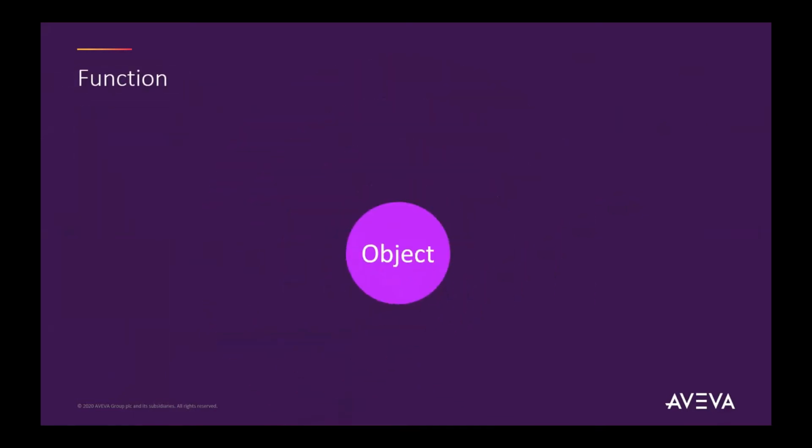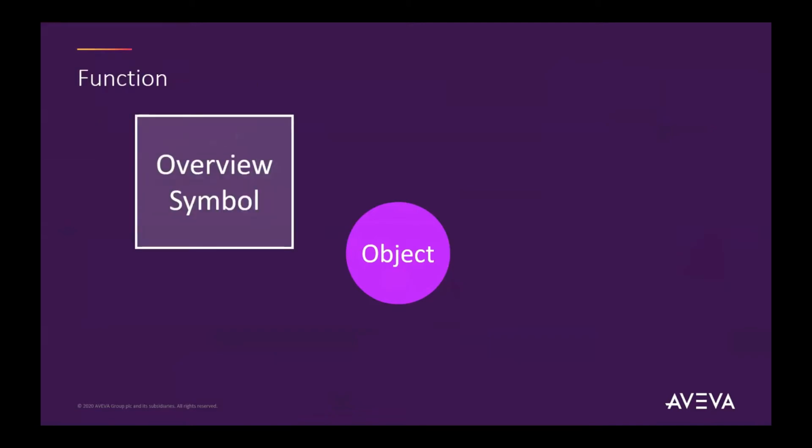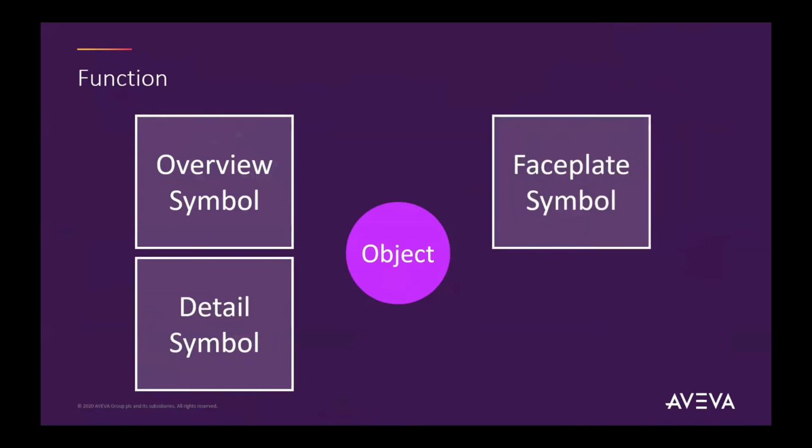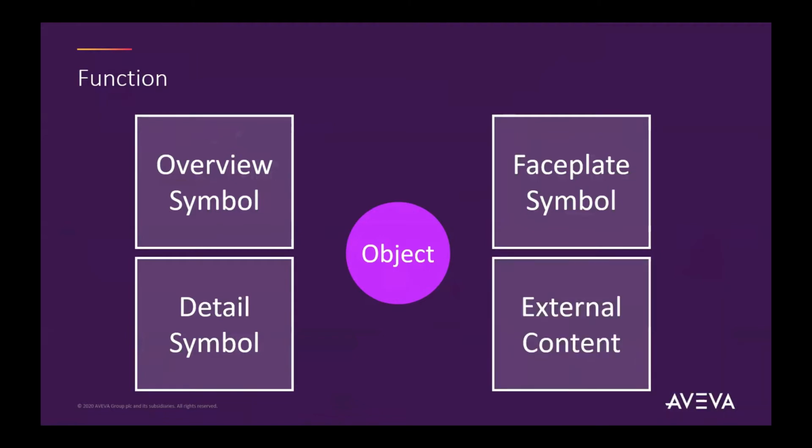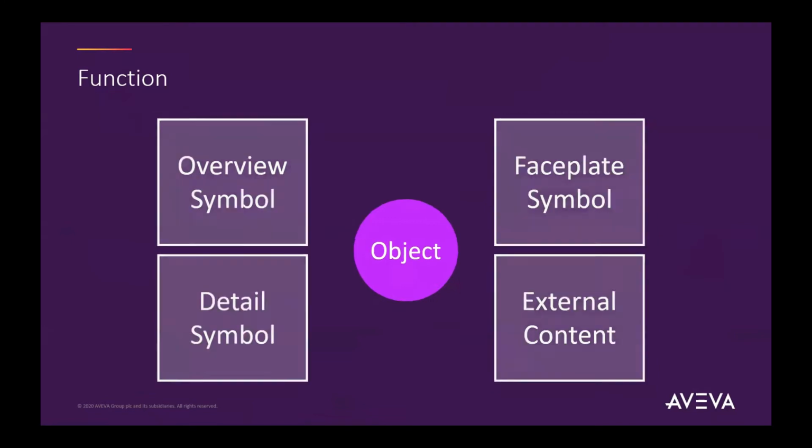Now, for function, I need to give you a quick history of how our System Platform works. We build objects that represent real world entities with digital twins, if you want to use that buzzword. An object can have all sorts of attributes and stuff in there, but it can also have visualization. It can have some graphic that's there for the overview of a symbol, or maybe there's a detailed symbol or a faceplate symbol. And we can also now, in for instance 2017, add external content. So you can have things like URLs or pictures and stuff also associated with that object.